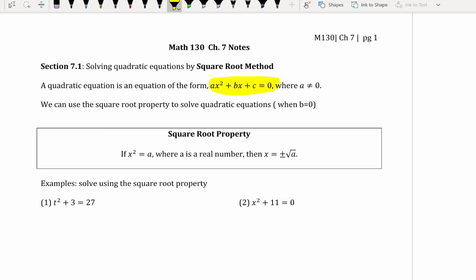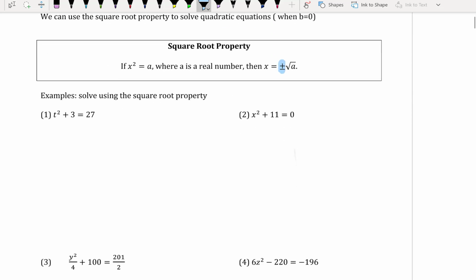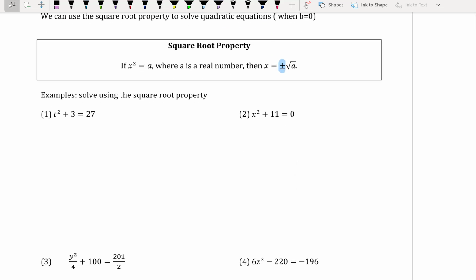So here, we're going to deal with the square root property. If we have an x squared equal to some real number, then what we do to undo that square is we square root it. And when we square root it, we have to do the plus or minus. So notice that whenever we square root, we have this plus or minus. So the examples below, we're going to solve using the square root property.